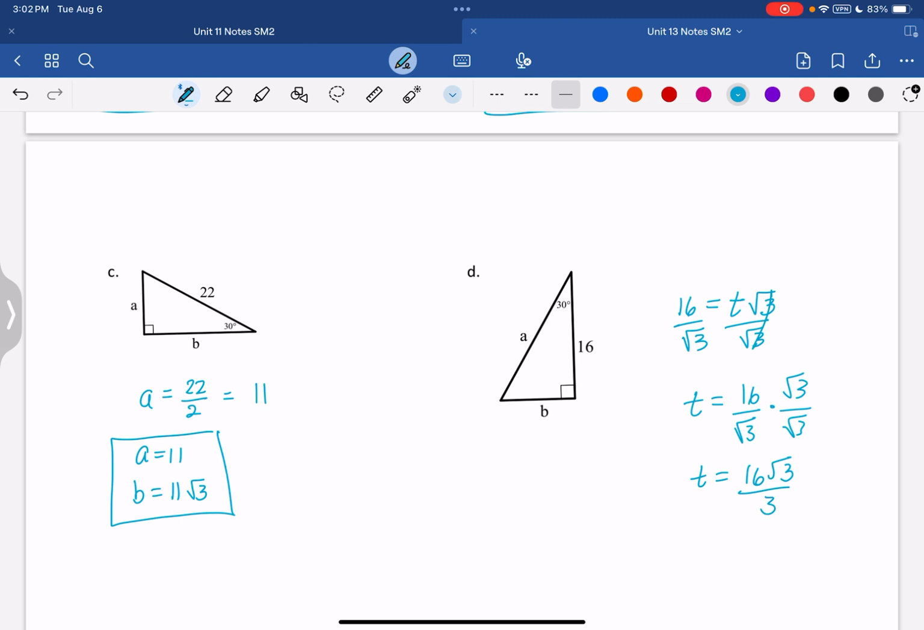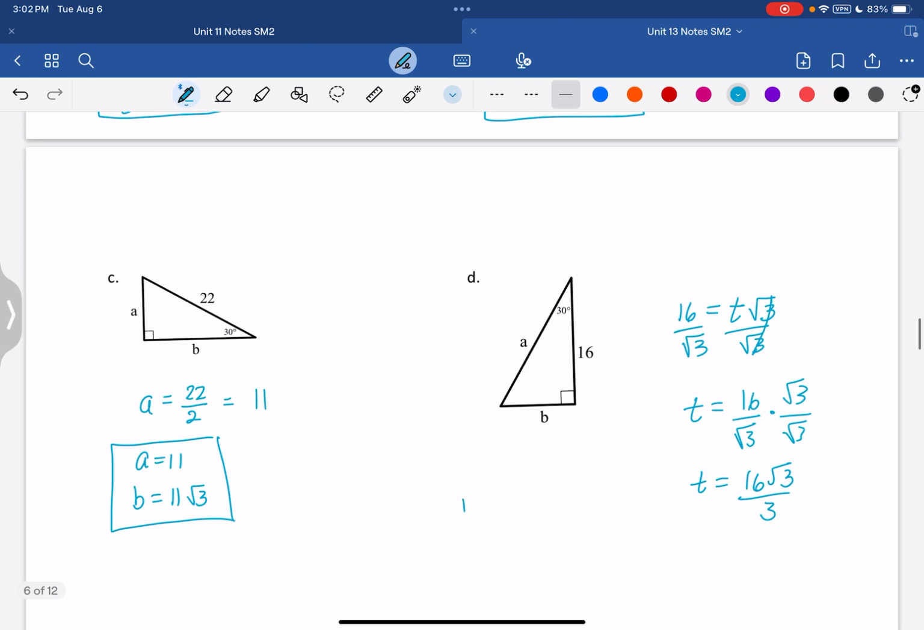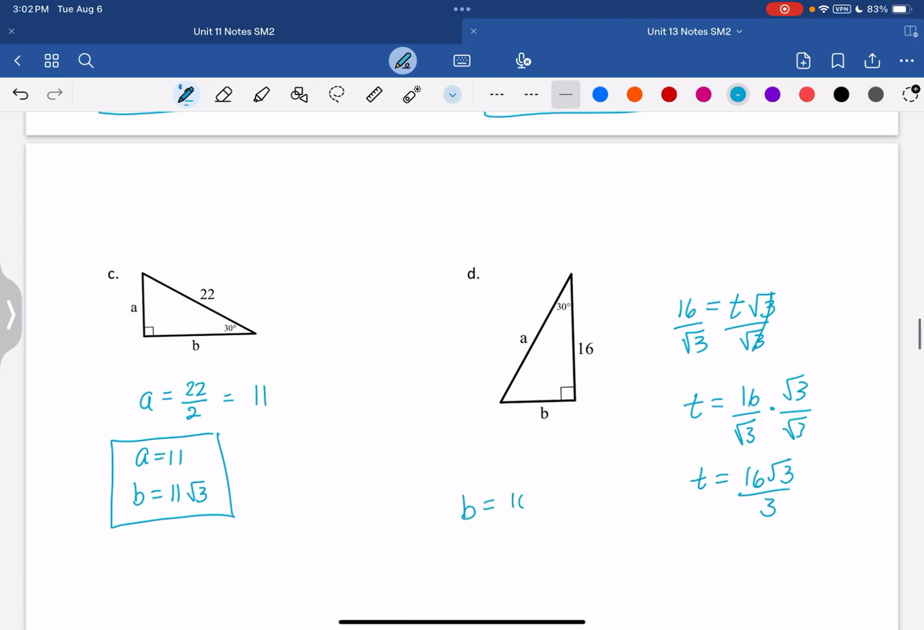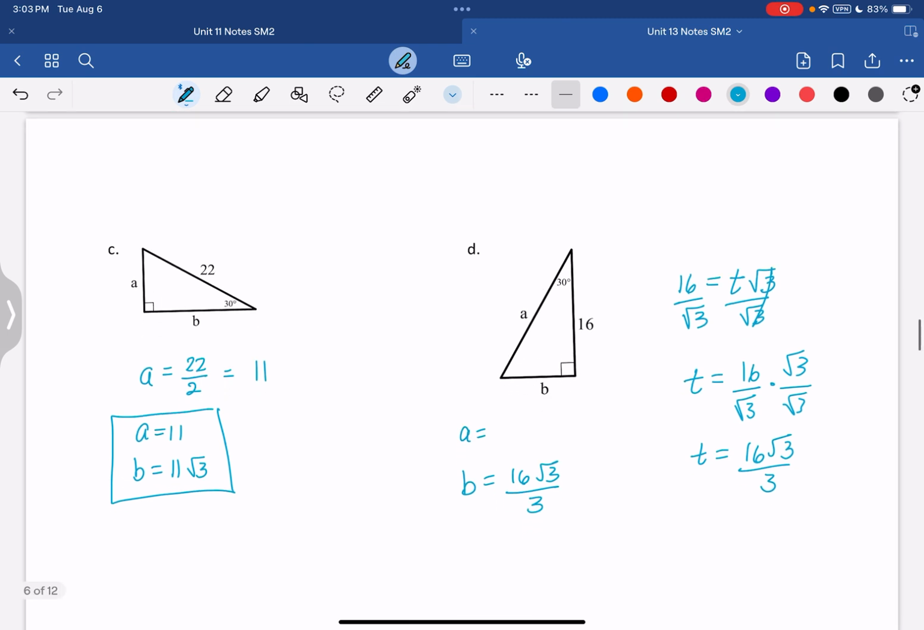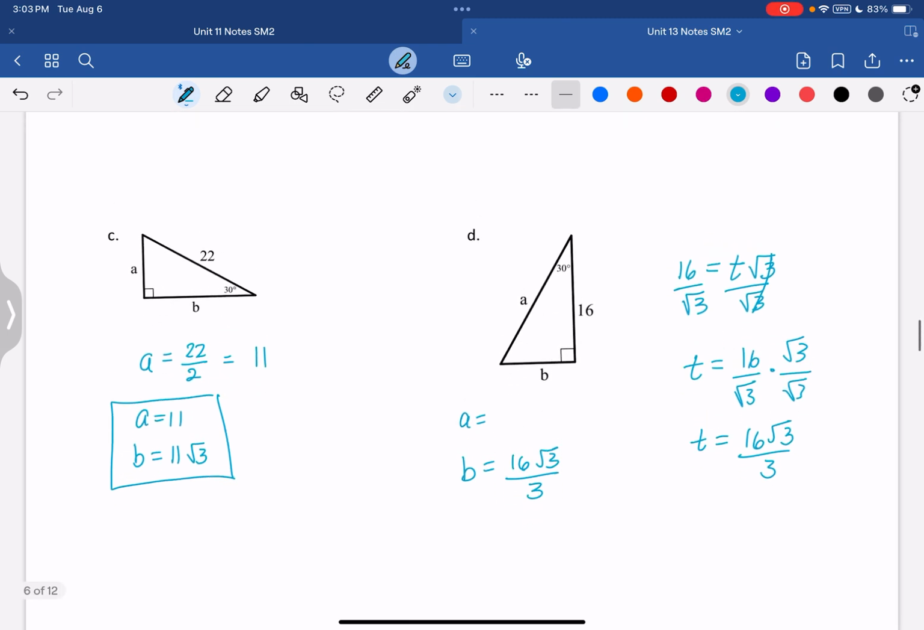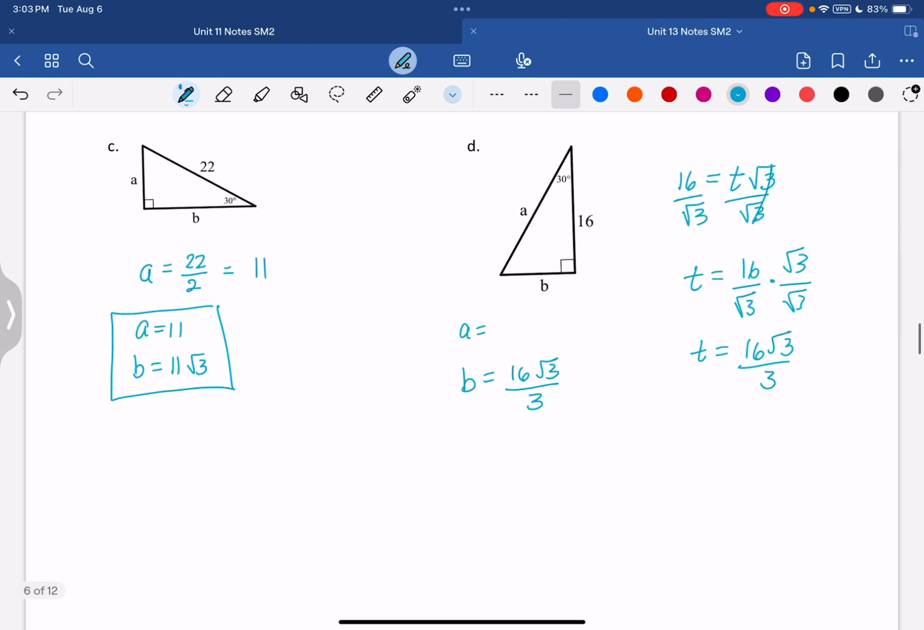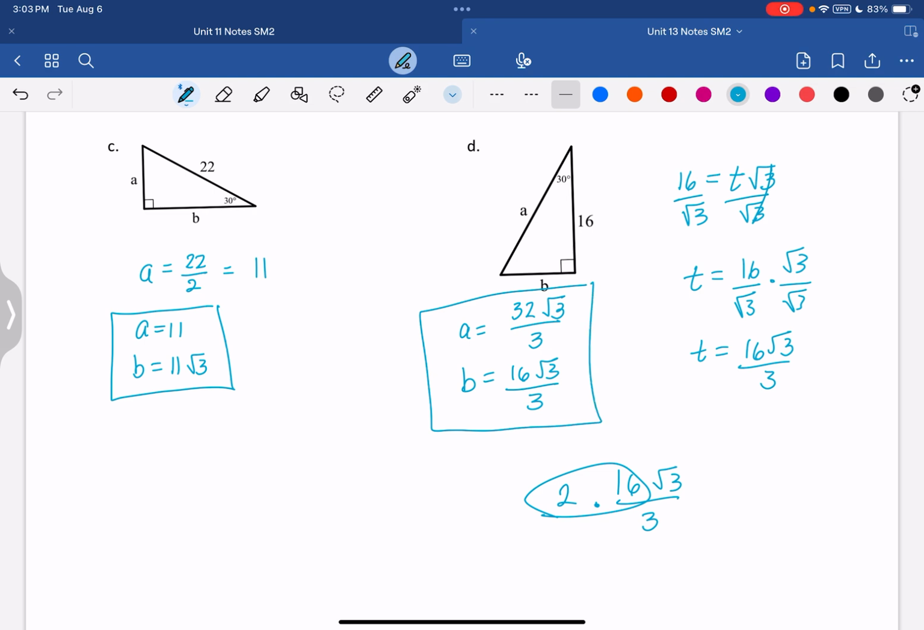We can't simplify 16 root 3 over 3. So that means our short leg is 16 root 3 over 3. And our hypotenuse is 2 times that. So 16 root 3 over 3, if I times that by 2, what gets multiplied? Those two numbers do. So that's going to be 32 root 3 over 3 for our hypotenuse. Good luck.